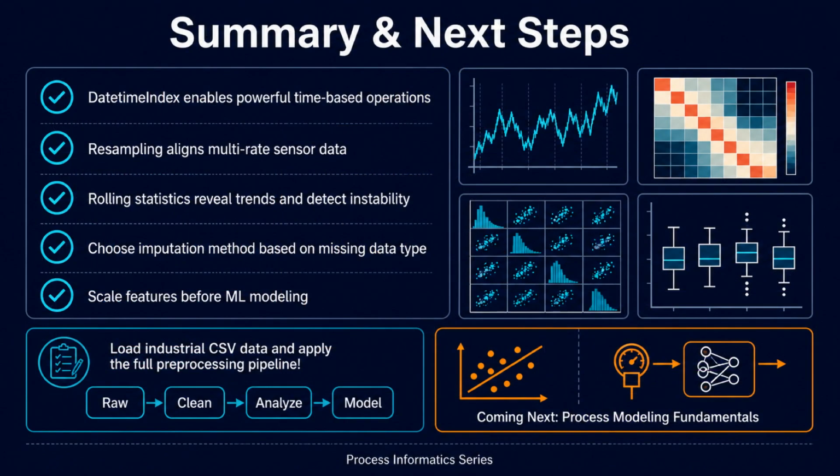Let us recap Chapter 2. Data preprocessing is where process informatics projects succeed or fail, consuming 60 to 70% of total effort. Master these skills: Pandas DatetimeIndex for time series manipulation, resampling to match analysis needs, rolling statistics for pattern detection, understanding missing value types for appropriate imputation, outlier detection matching your data characteristics, and proper scaling with train test separation. In Chapter 3, we will explore process modeling fundamentals.